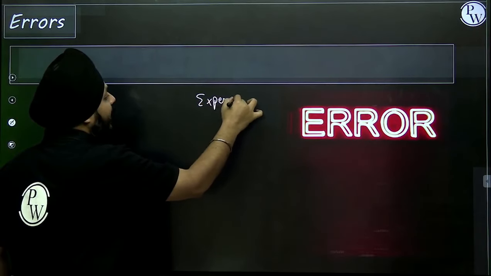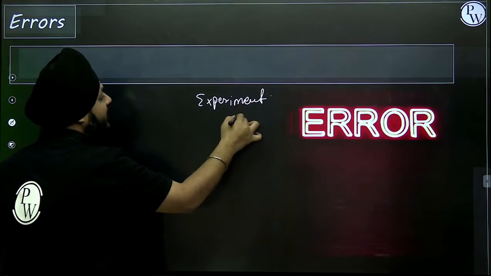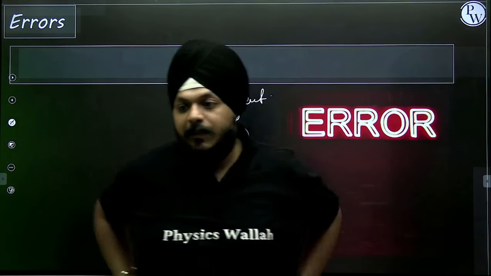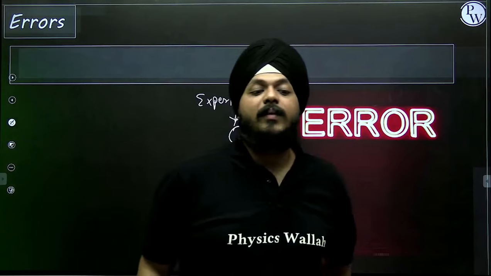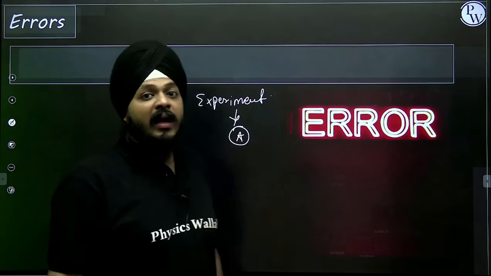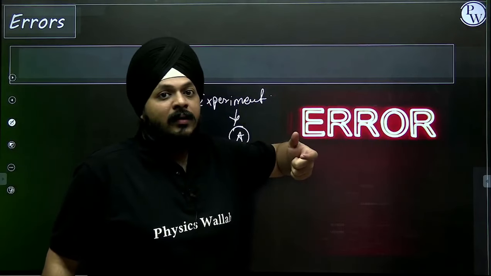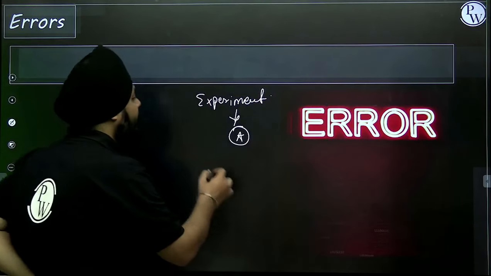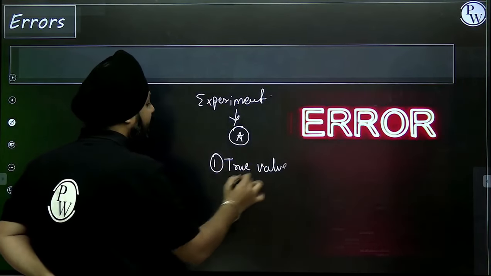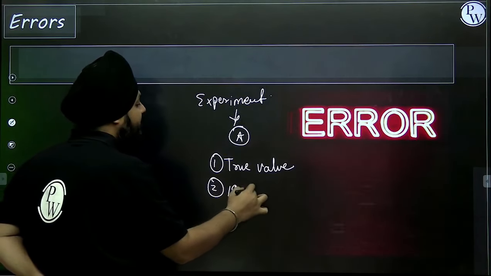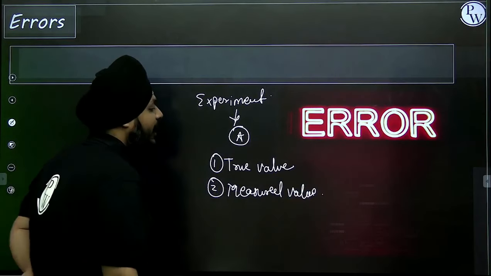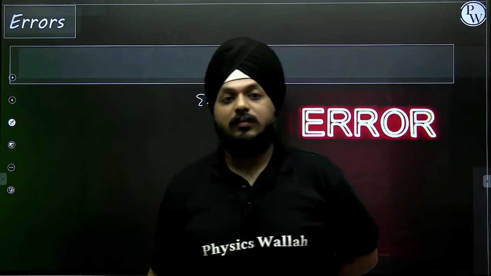in that experiment I am measuring one physical quantity that is defined as A. One will be the true value of A, and the second will be the measured value.